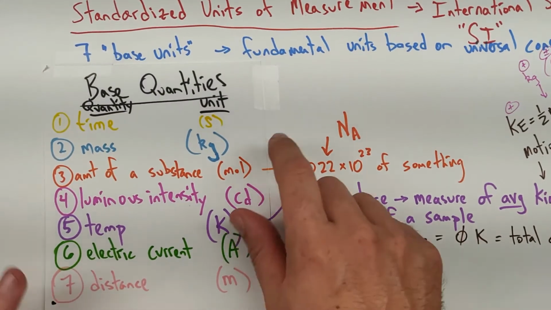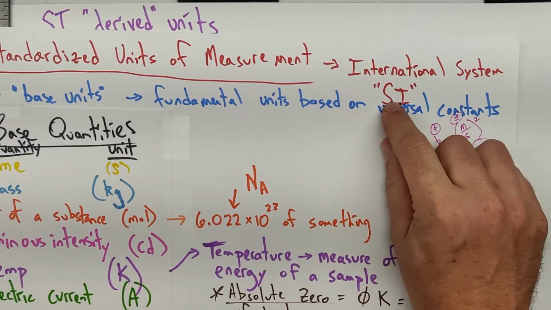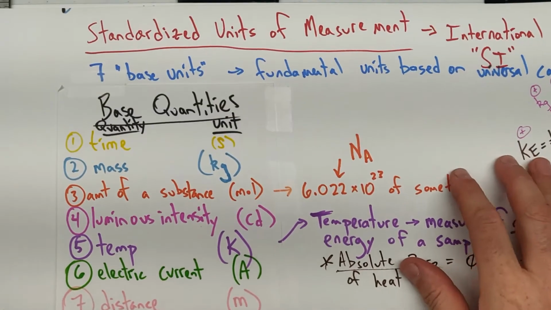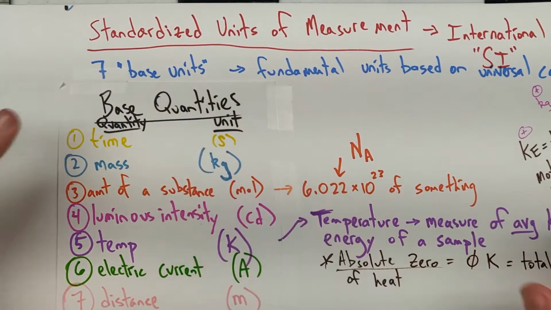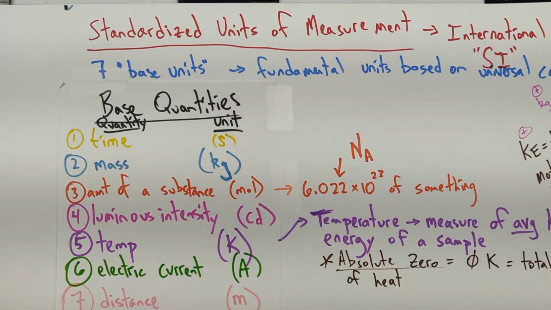All right, things are getting more exciting. We just finished discussing standardizing our units of measurement, and we use the international system, Système International, which has 7 base units, these fundamental things that are based on universal constants as of the 2019 definition.